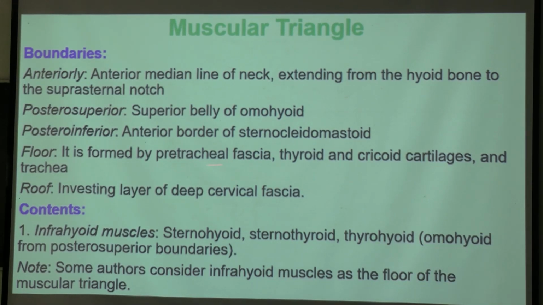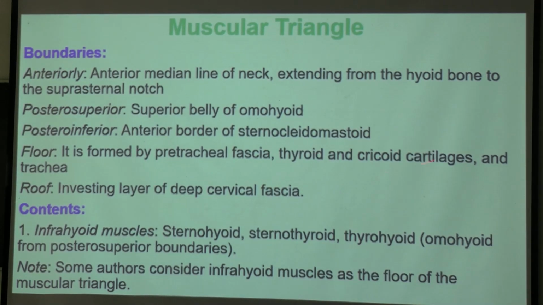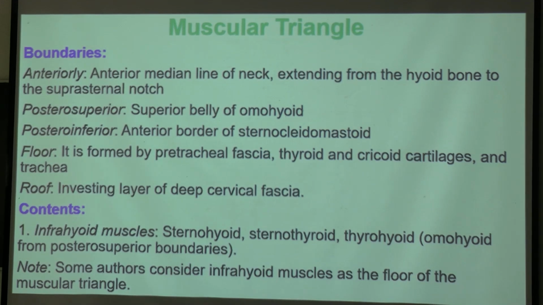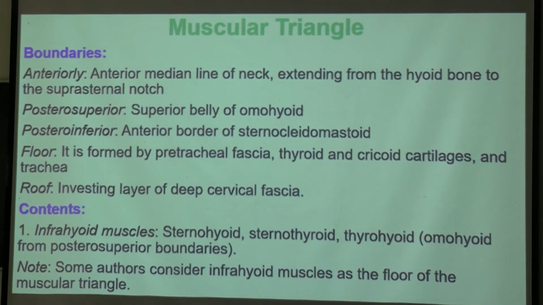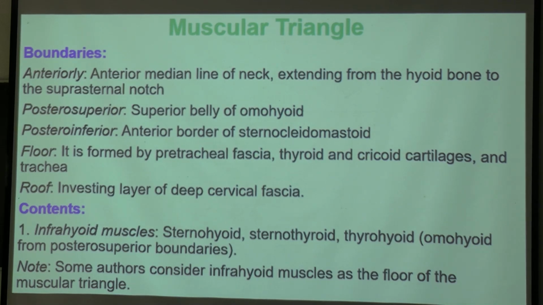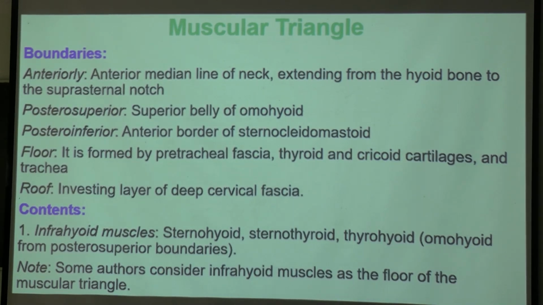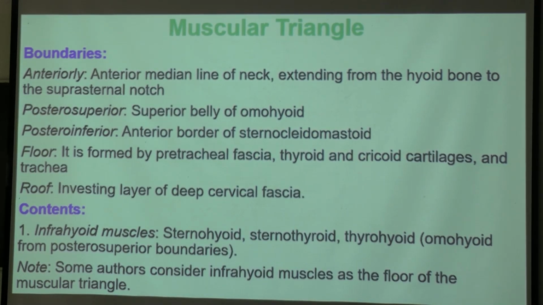And floor is formed by the pretracheal fascia, thyroid and cricoid cartilages, and trachea. And roof is formed by the investing layer of the deep cervical fascia. So see here, deep fascia of the neck has 3 layers: investing layer, pretracheal layer, and prevertebral.